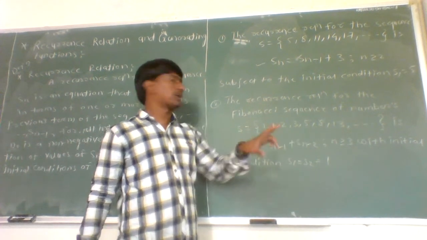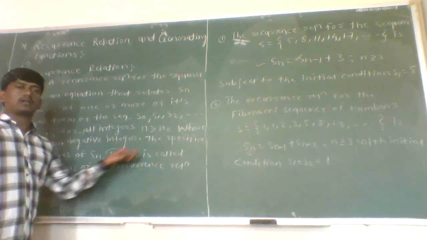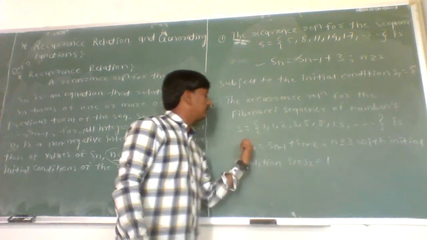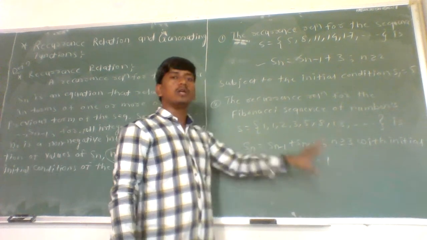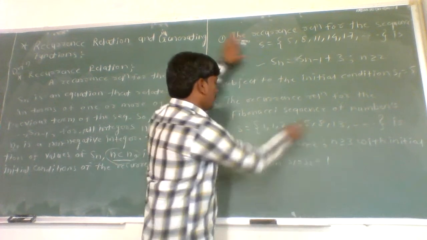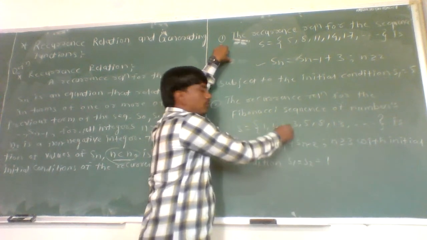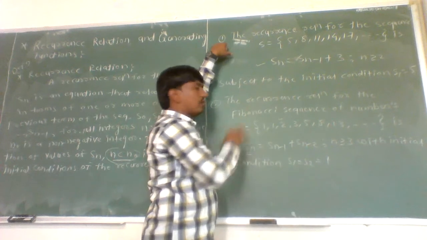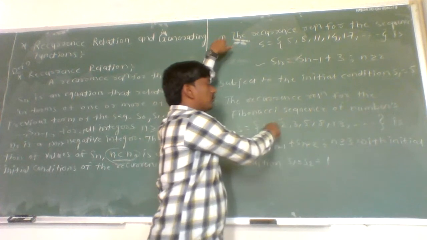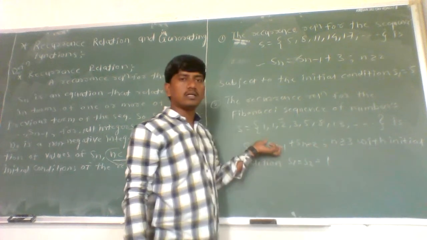As Sn is expressed in terms of the previous two terms of the sequence, we have to give two initial conditions. For n less than n naught, we have to give the conditions, which are called initial conditions. We give the values of S1 and S2. Then, as n is greater than or equal to 3, we can easily find S3 if we know S1 and S2. S3 is S1 plus S2, which is 1 plus 1, that is 2. Then S4 is S3 plus S2, which is 2 plus 1, that is 3. Similarly, we can find each term of the sequence.